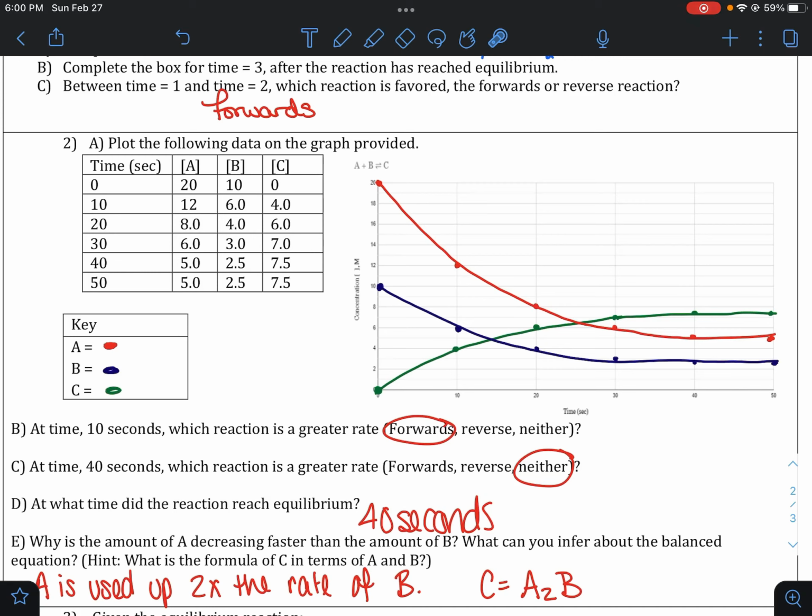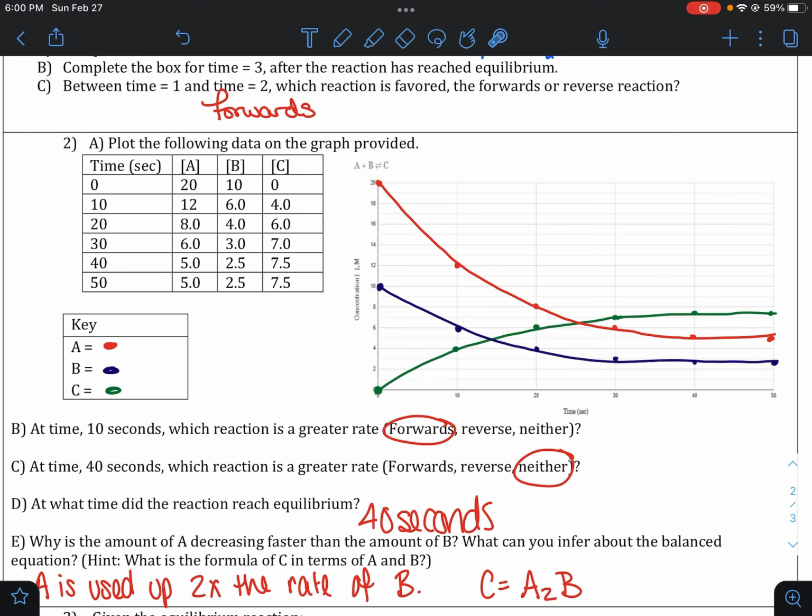Okay, so this question could actually be asked, what are we making? Are we making more products, reactants, or neither? Okay, well, since we're going downwards and our products are going upwards, okay, we're losing A and B, which are reactants, and we're gaining more C, which is products. We are favoring the products, meaning we have a greater rate in the forward direction.